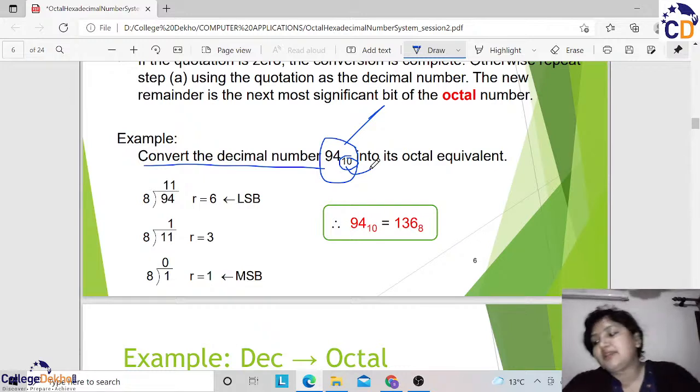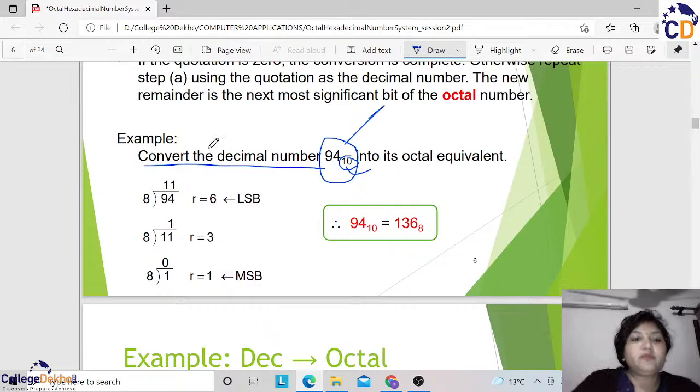You will be dividing this number by the base 8. Why 8? Because we need to convert it into an octal number. So octal numbers have the base 8. 94 divided by 8, you will get the quotient 11 and the remainder 6. Again, if your quotient is not equal to 0, until you get 0, you have to divide it. You have to repeat these steps.